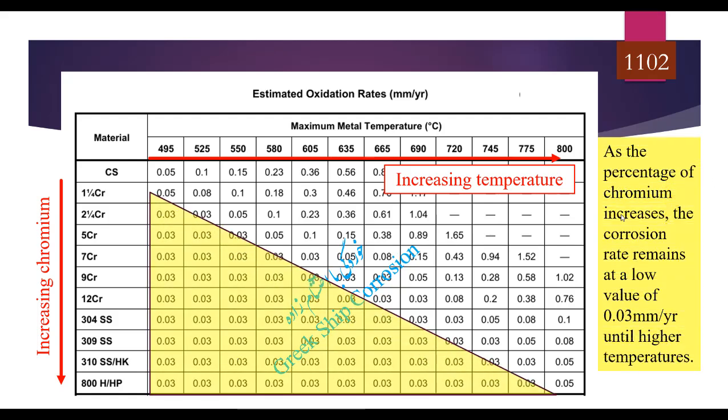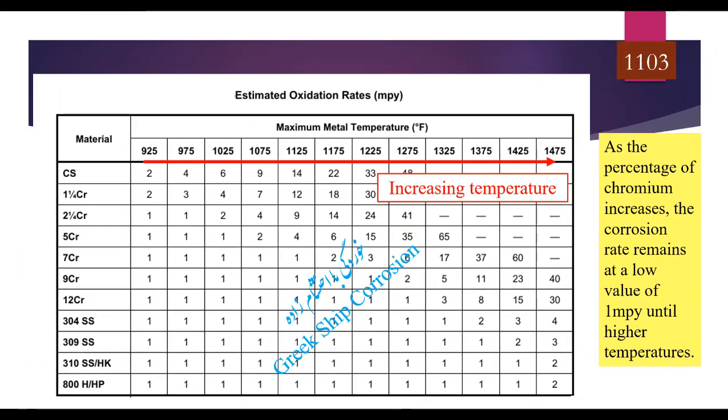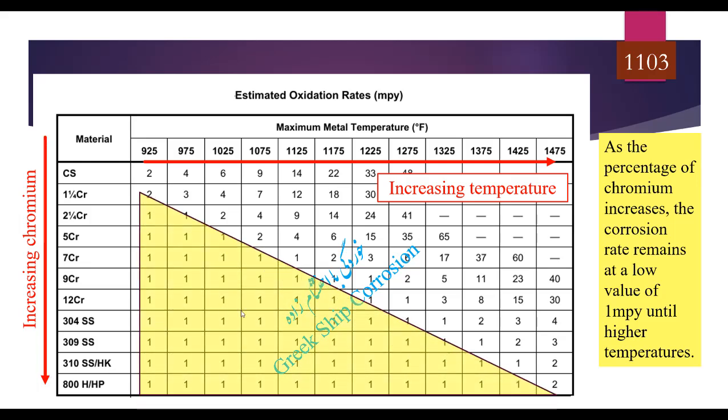As the percentage of chromium increases, the corrosion rate remains at a low value of 0.03 millimeters per year until higher temperatures. Estimated oxidation rate is 0.03 millimeters per year. This table shows estimated oxidation rates in MPY, or mils per year. Again, increasing temperature in degrees Fahrenheit, increasing chromium, and in this triangle, the estimated oxidation rates are 1 MPY for all of these alloys.